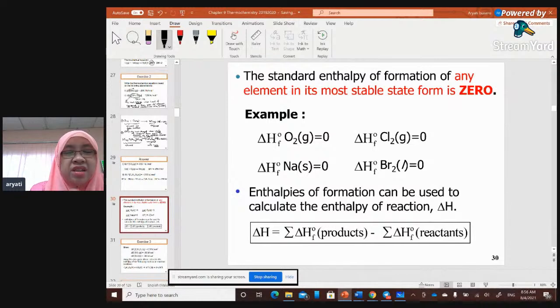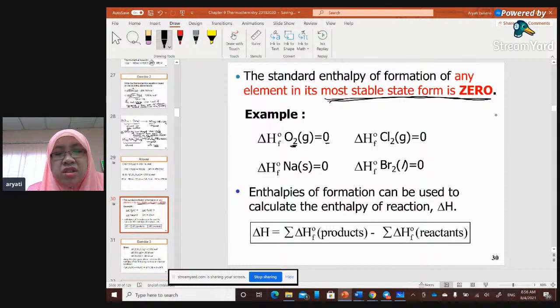So the standard enthalpy of formation of any element in its most stable state, which is the form, is 0. Okay, macam saya cakap lah, the most stable state for oxygen is O2 gas, which is the formation is 0. The most stable state for sodium, bila dia stable, enthalpy of formation dia 0. Sodium at the most stable state is in solid. Chlorine in the gas, bromine in the liquid. So enthalpy of formation dia is 0. 0 tu paling stable lah. Kalau dia punya enthalpy formation dia ada nilai, maksudnya dia not at the stable state.